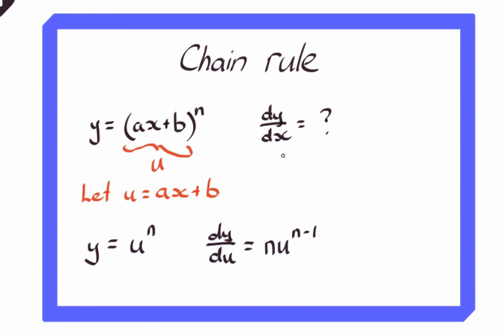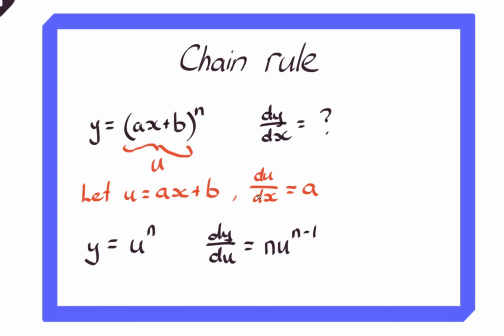But then of course we go, well hang on, aren't we after dy/dx? So we've got dy/du, that's not the same thing. So this is where we can say, alright, well let's go back to our substitution, and we've got u in terms of x. What's the derivative du/dx? So just focusing here, we can see that the derivative of u with respect to x is simply a.